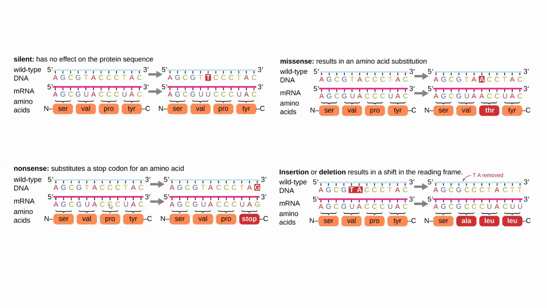We have the nonsense mutations, which are point mutations that generate a stop codon. So we have a prematurely terminated protein. And last, we have the frame shift mutations, which are small insertions or deletions that change the open reading frame of the protein. So we have a whole new protein product.